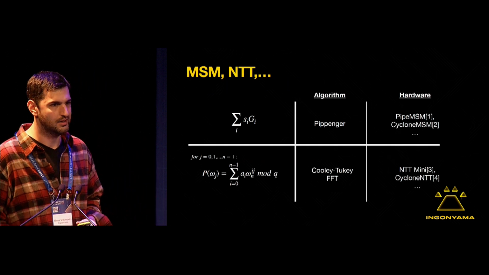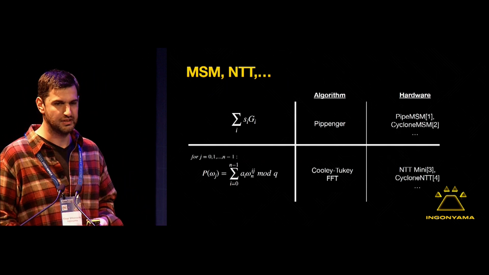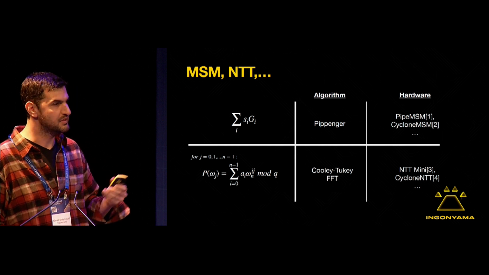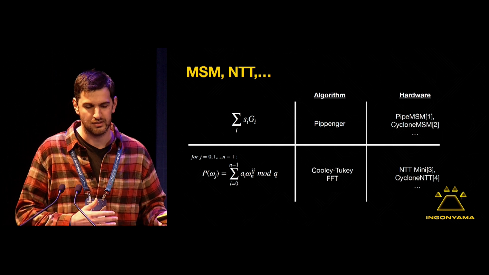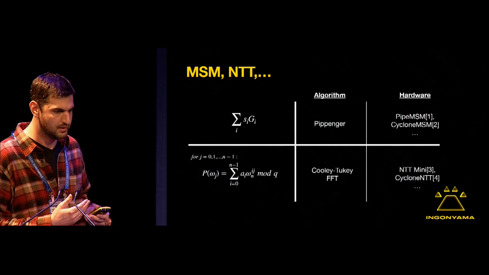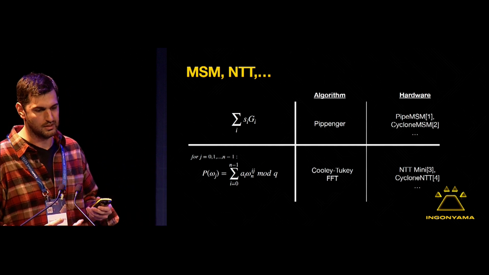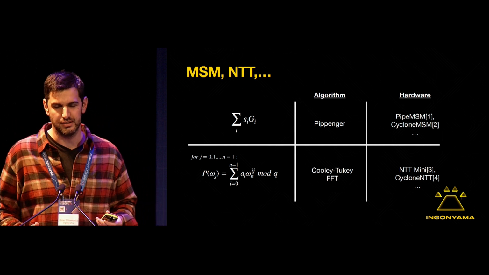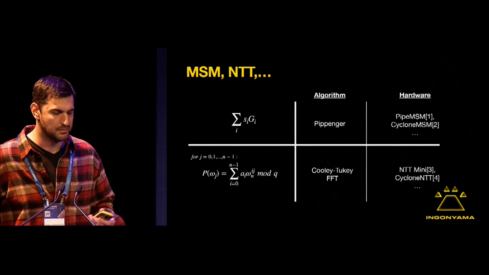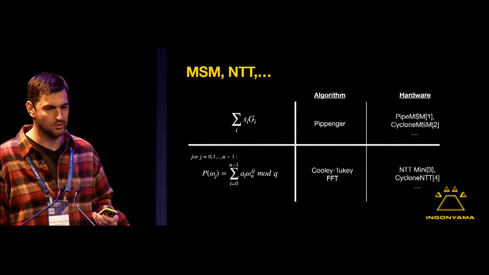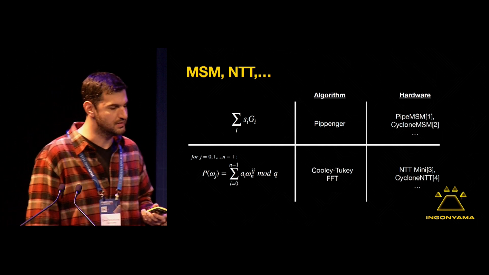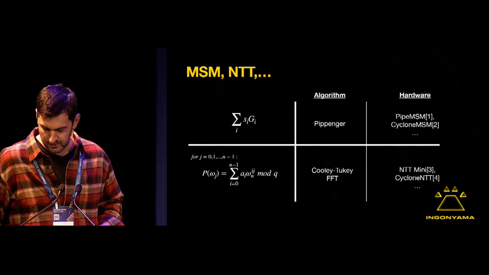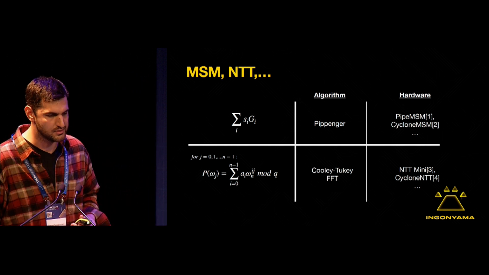So starting with the basics, the MSM and NTT. I'd like to look at MSM as a dot product between a vector of scalars and a vector of EC points. The main algorithm that usually is being implemented is the Pippenger or the buckets algorithm. And in hardware, we have certain ideas on how to do that. We have one paper, there are other papers, of course.